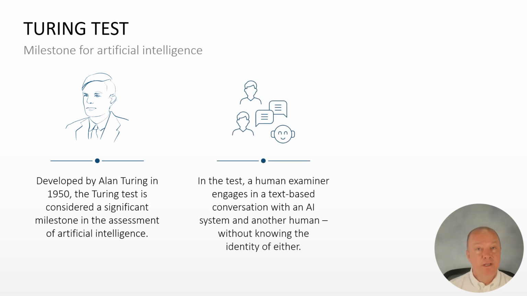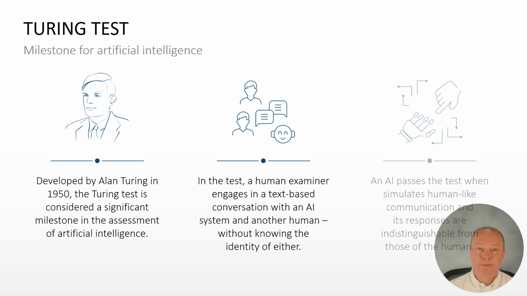In the test, it began with a human examiner who engaged in a text-based conversation with an AI system and another human without knowing the identity of either one. An AI, or artificial intelligence system, passes the test when it is able to successfully simulate human-like communication, and its responses are indistinguishable from those of the human in the experiment.